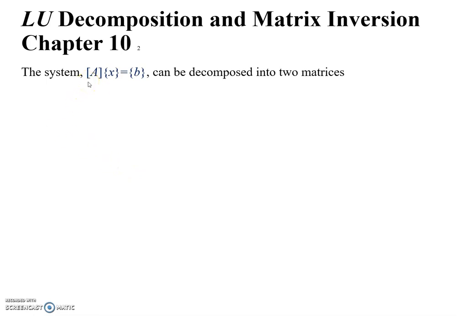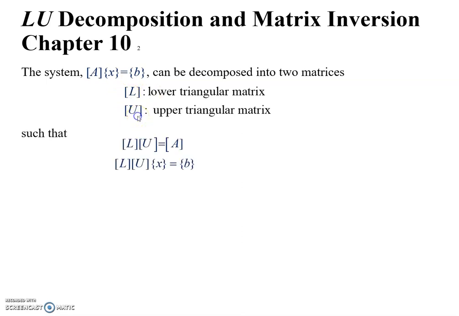So for example, if the system of equations is Ax = b, the matrix A can be decomposed into two matrices, L and U, where L is the lower triangular matrix and U is the upper triangular matrix, such that LU is equal to A. And if you multiply LU by X, it will be equal to B. So we can solve this system of linear equations in this way.